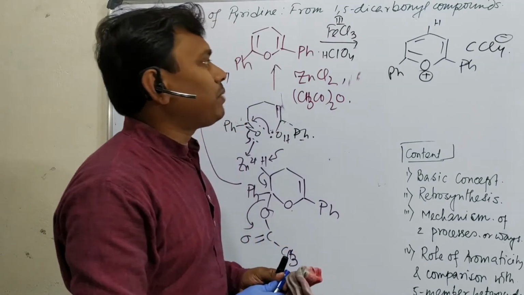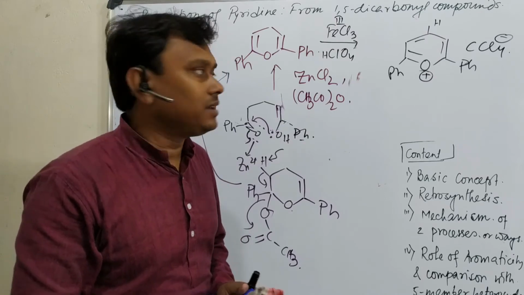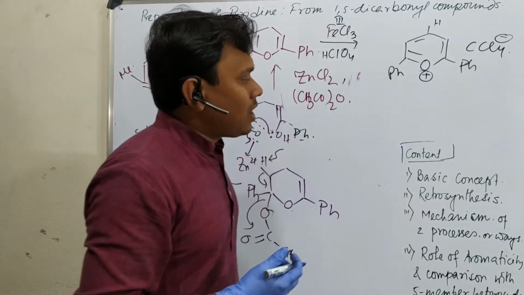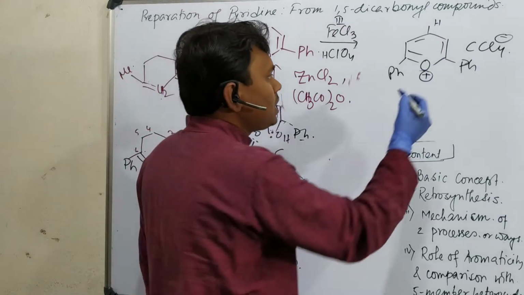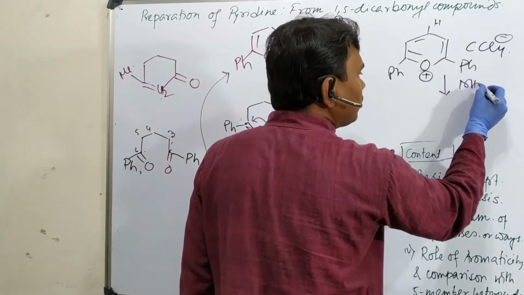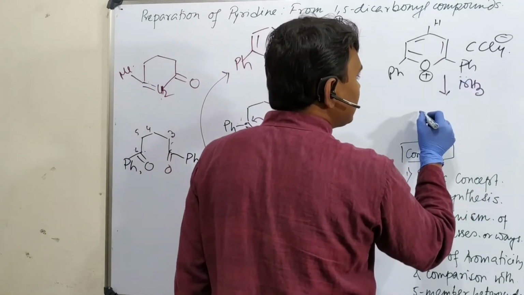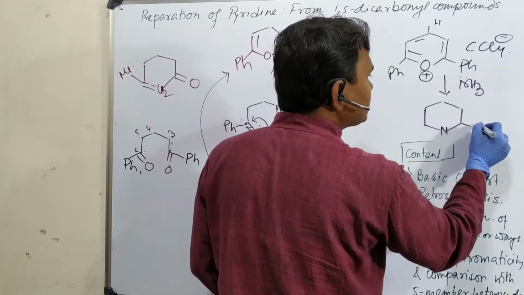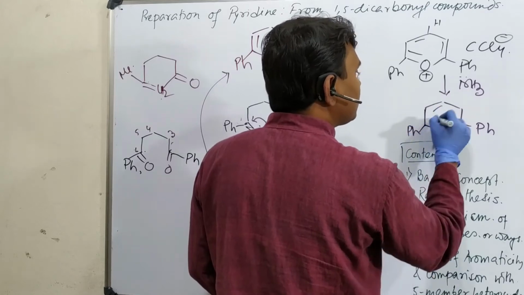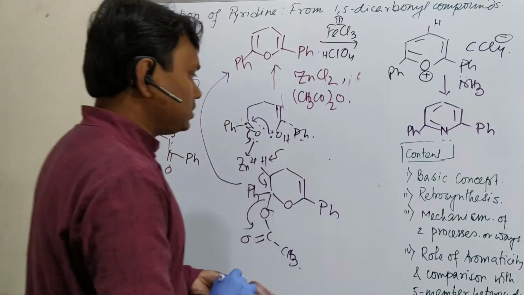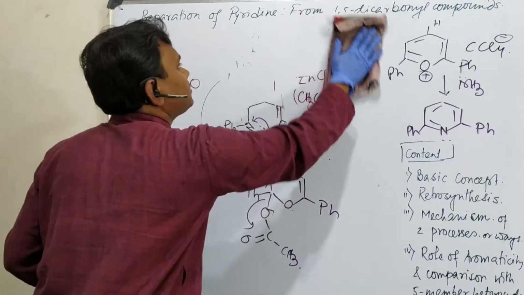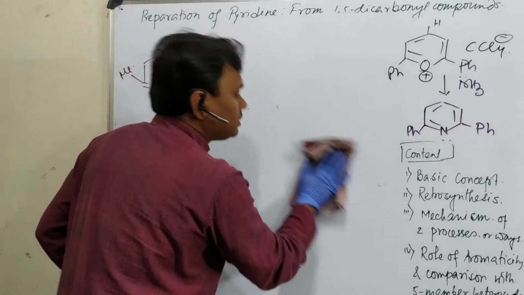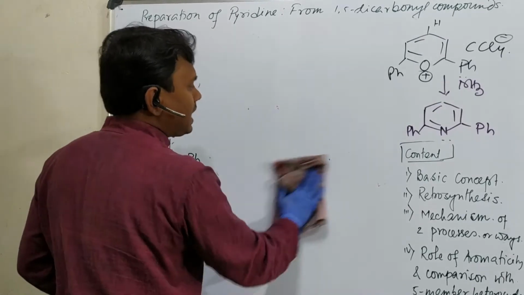Second, perchlorate is a very stable non-nucleophilic anion. It will not attack. That is the reason for perchlorate. So this is produced. Now, as I told, this is a very reactive molecule. If you give ammonia to this molecule, it results in diphenyl pyridine formation, 2,6-diphenyl pyridine. Now the question is, how is this happening? Let me explain. Since this oxygen is positively charged, attached to 2 carbons.